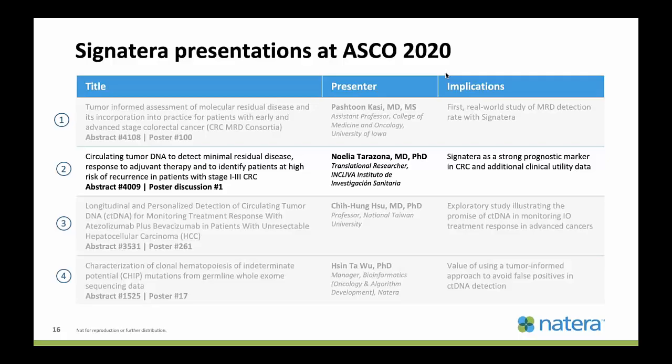Now, moving forward, our second study was presented by Dr. Noelia Tarazona from Incliva Biomedical Research Institute at the University of Valencia, and it was conducted in collaboration with Aarhus University Hospital collaborators in Denmark. It is titled ctDNA to detect minimal residual disease in response to adjuvant therapy and identify patients at high risk of recurrence in stage 1 through 3 colorectal cancer.